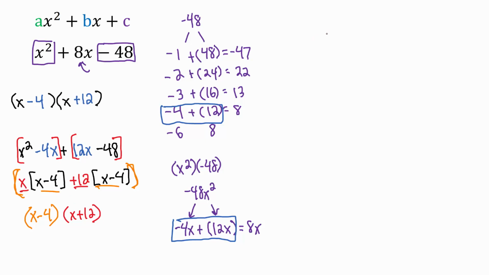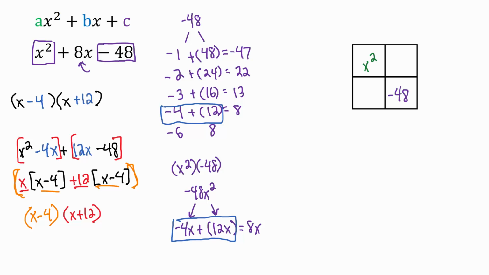Okay, now the box method. This is going to be the last method. And the box method is really similar to factoring by grouping. It's just that we use a box to organize everything that we do. So the very first thing I'm going to do with the box method is draw my box, of course, but then add in my x squared or my ax squared term in the top left box. And then my c term, which is the last one, it's the constant, is that negative 48. That goes in the bottom right-hand corner.